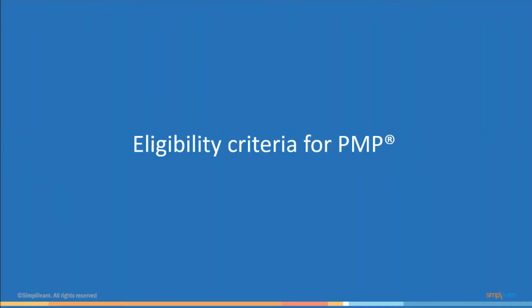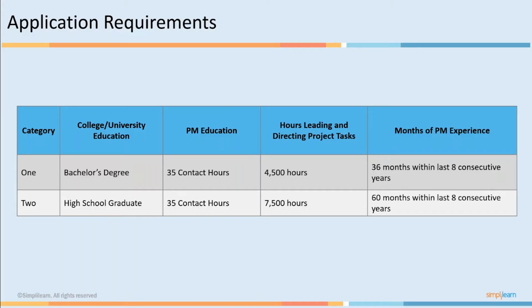Now moving on to the next point, which is quite important, and I'm sure most of you would be looking for this question: am I eligible for PMP? So let's have a quick look at the requirement, the eligibility criteria. If you have a bachelor's degree, an engineering degree or any other bachelor's degree, then you need to have 4,500 hours of project management experience.